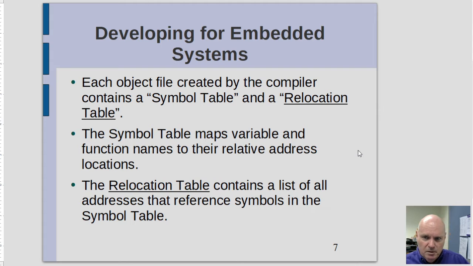So for each object file, when we compile to create our .o files, it's not really clear where these .o files are going to be located in physical memory. Eventually, everything has to be assigned a true address on the target processor. But when we create the .o files, what's in each object file are both a symbol table and a relocation table. The symbol table maps variable and function names to their address locations relative to the start of the code in the .o file.